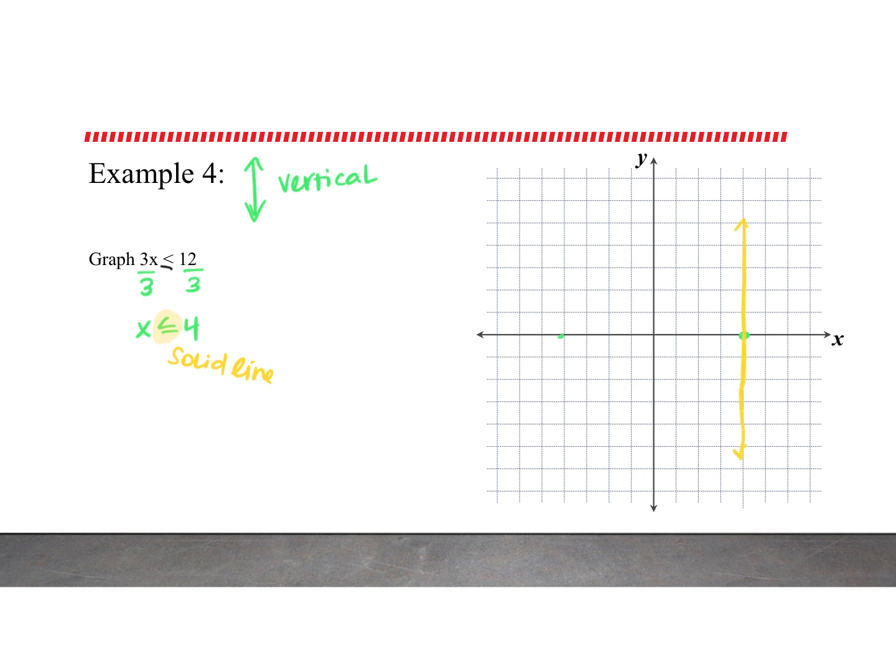Now, if we pick any test point, let's put a test point right here. This is 1, 0. So if we go back to our original, plug in the 1 for the x. Notice there's no place to put the y. That's totally fine. And we check it. 3 is less than or equal to 4. That's true. That means that we are going to shade the side with our test point.